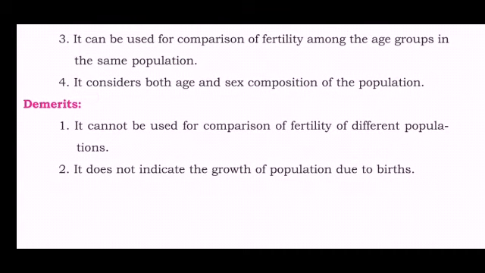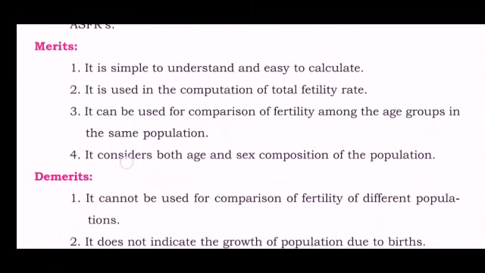And the second demerit is it does not indicate the growth of population due to birth. It also does not indicate whether the population has increased or decreased. We can just calculate and compare different age groups in the same location's population. So this is all about the ASFR.